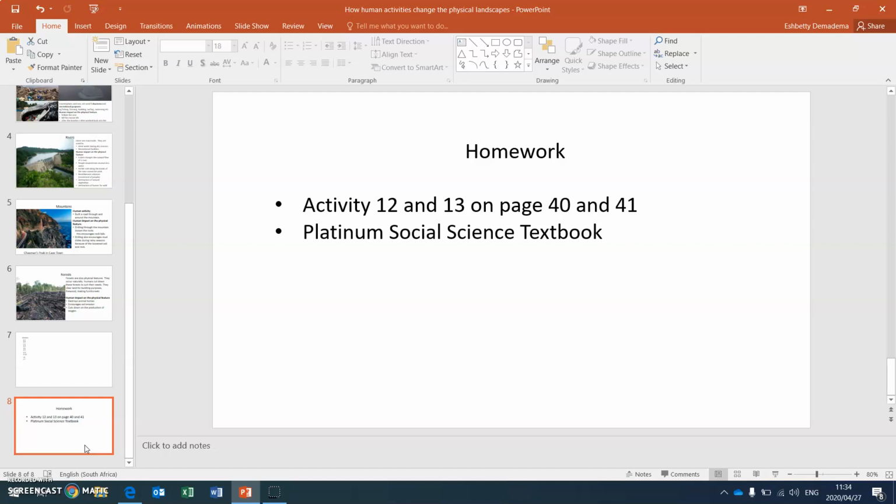Okay, so our homework for today is activity 12 and 13 on page 40 and 41 in your Platinum textbook. And I want you to read those case studies before you answer the questions.